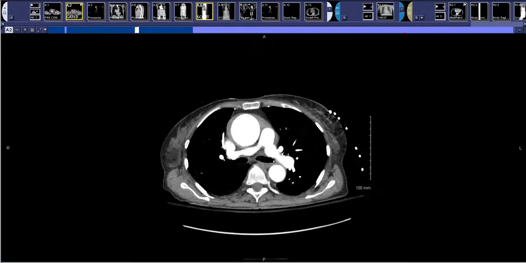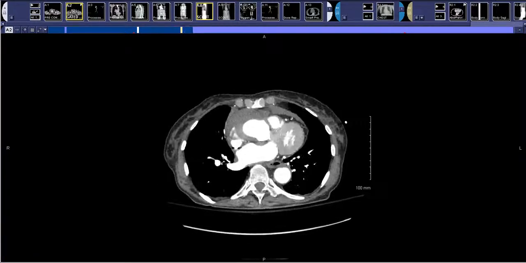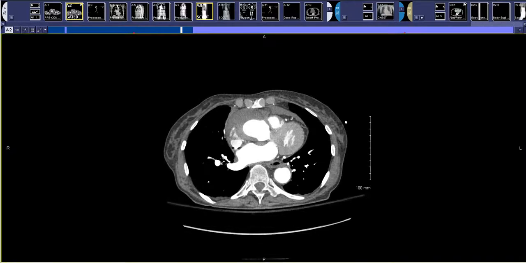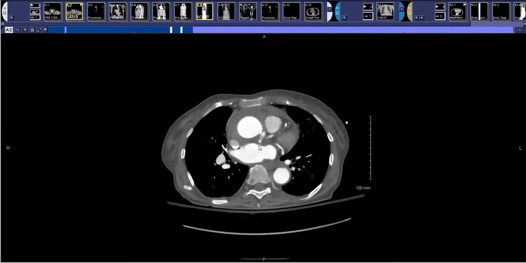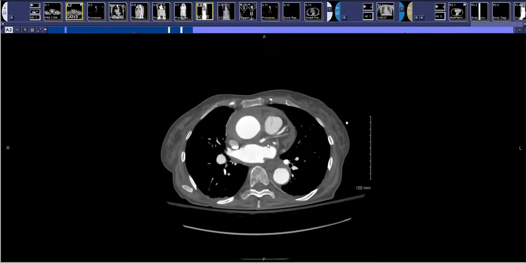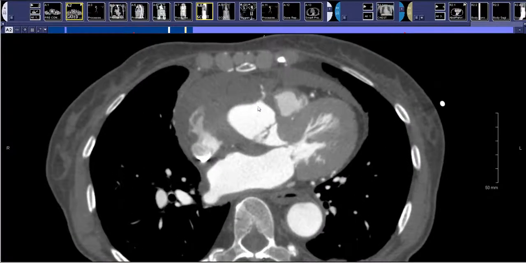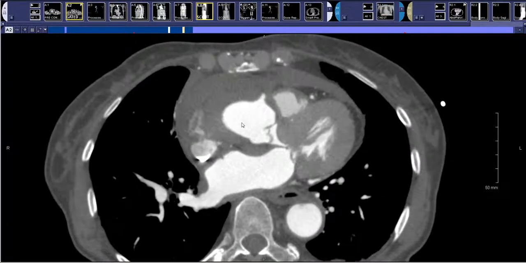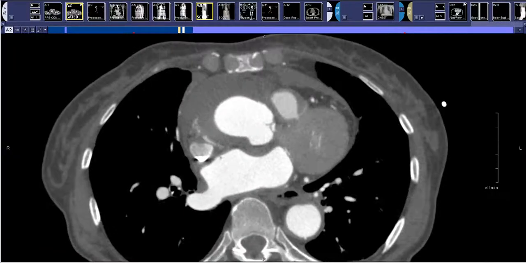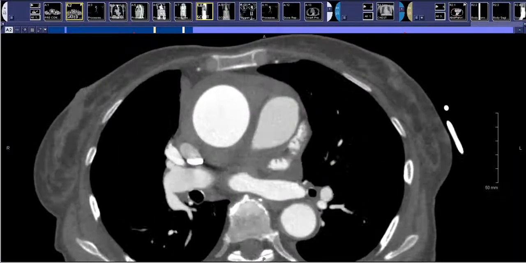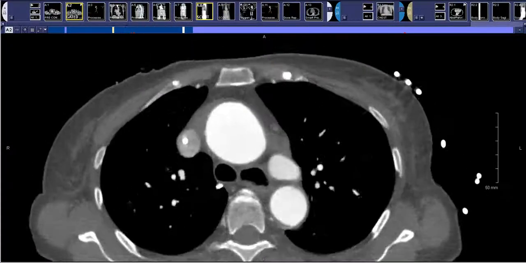After you look at the valve plane, you scroll up. I always pay attention to both the right and left coronary arteries to make sure that they're coming off and well opacified. You can see here's the left coronary artery, and then more anteriorly here's the right coronary artery, and then it's just a checklist. You scroll through and look at the ascending aorta, the arch.